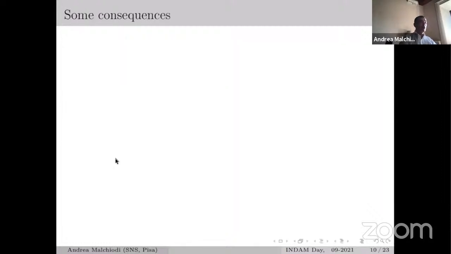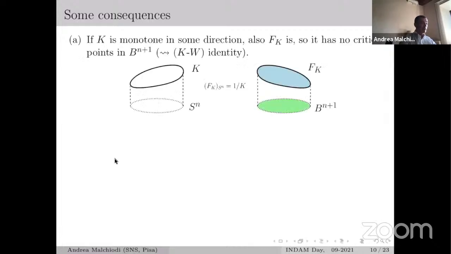Okay, so let me try to draw some consequences from this reasoning. First of all, if the function k is monotone in some direction, then also the function fk, defined in the interior of the ball, is monotone. So if k was monotone on the boundary of the ball, then fk is monotone in the interior of the ball. And a monotone function has no critical points, which means you should have no extremals for the energies. So basically no critical points, no solutions. This is an indication of the obstruction given by the Kazdan-Warner identity.